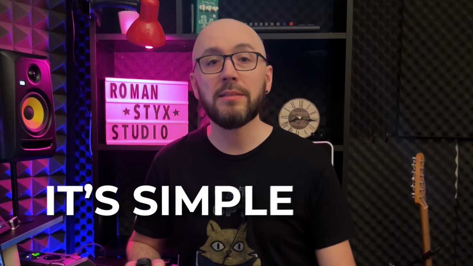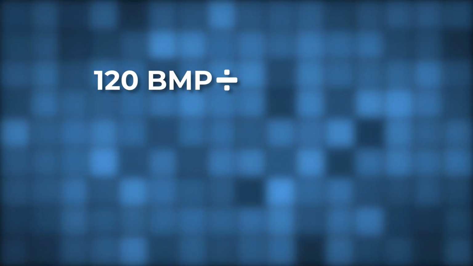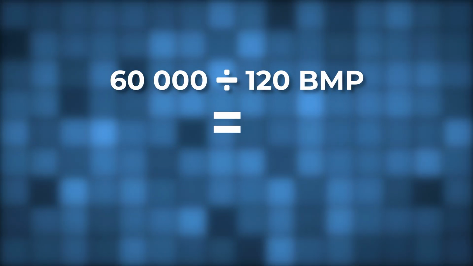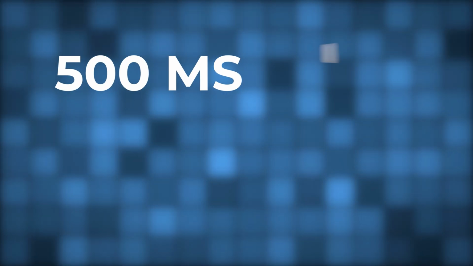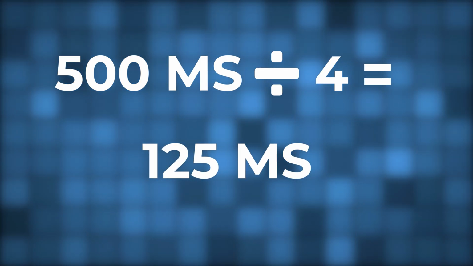note. How do you find the duration of a 16th note in milliseconds? It's simple. Divide 60,000 milliseconds by the tempo of the song and then divide that result by 4. For example, for a tempo of 120 BPM, divide 60,000 by 120 to get 500 milliseconds. This is your quarter note. Then divide 500 by 4 to get 125 milliseconds.